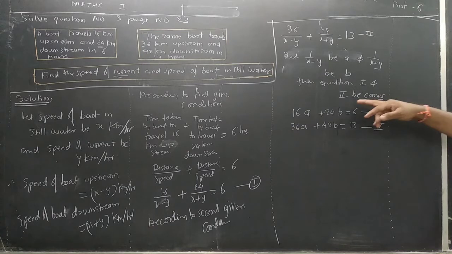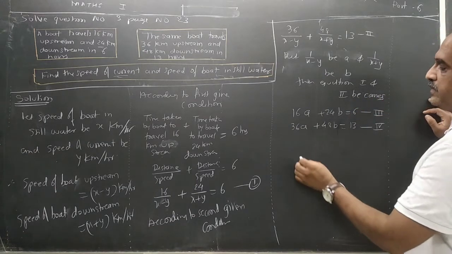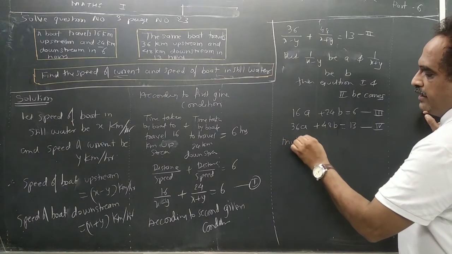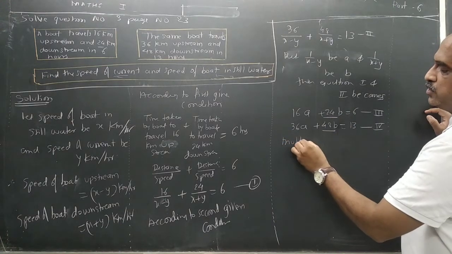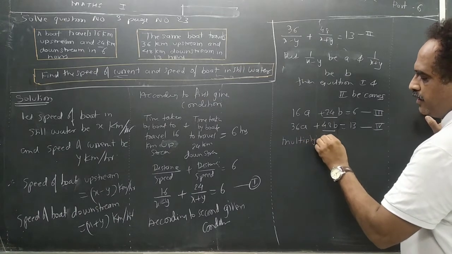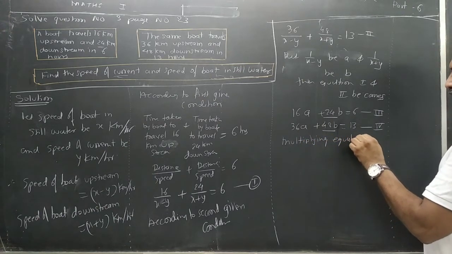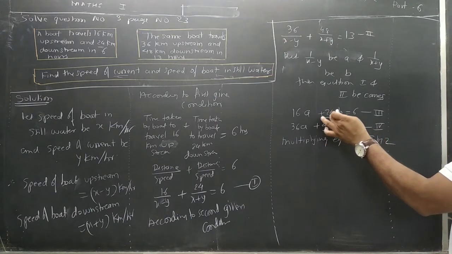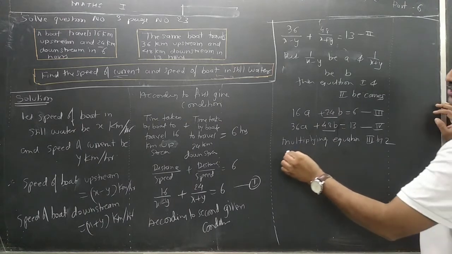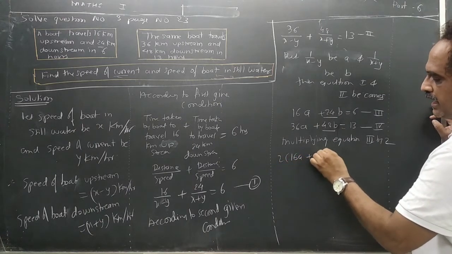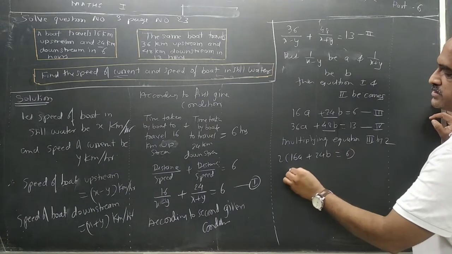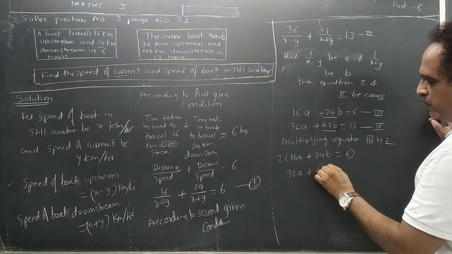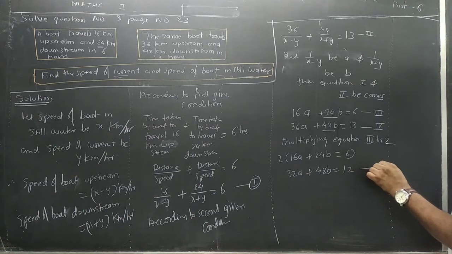Now you have to solve these equations. How to solve it? I'll do one thing: I'll make these two constants equal by multiplying equation 3 by 2. 24 twos are 48. So 2 into (16a plus 24b is equal to 6) is 32a plus 48b is equal to 12, equation 5.